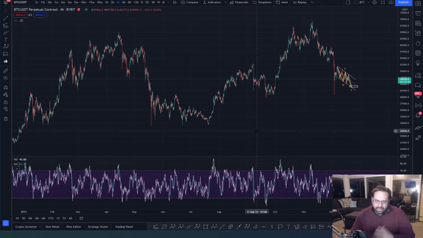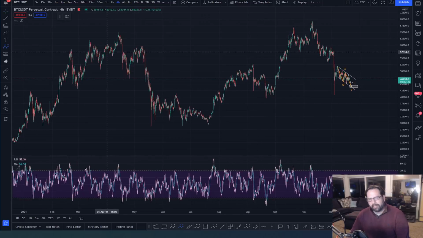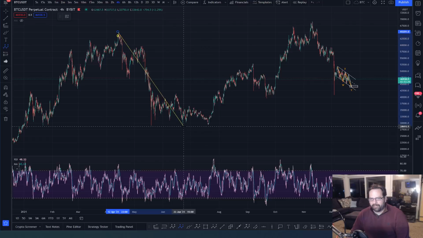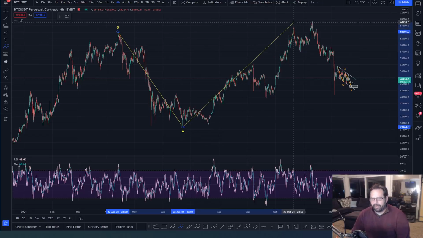My main ideas up to this point, which I've been talking about for quite a while now, is that this is an A wave that I think finished either here or it finished over here. I think there's a case that can be made for both, but my preference is that it ends right here. Now another idea is that this is the B wave.